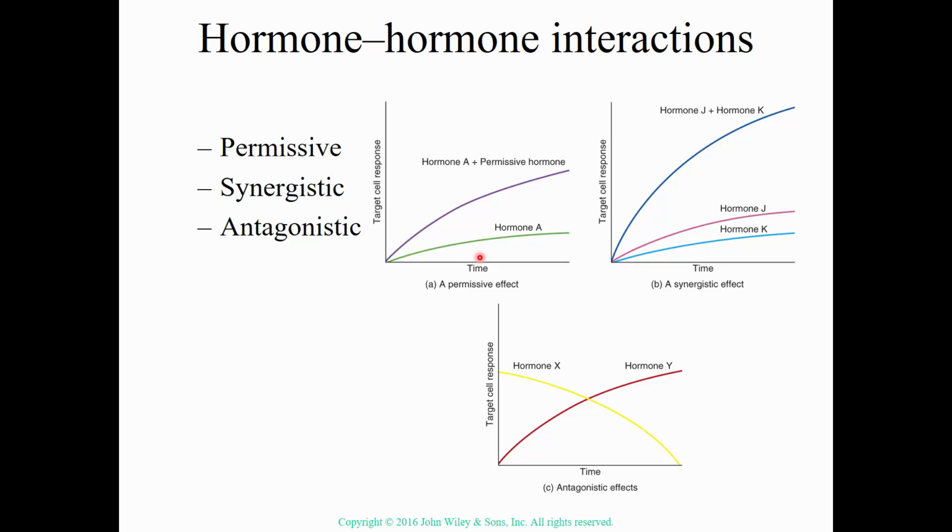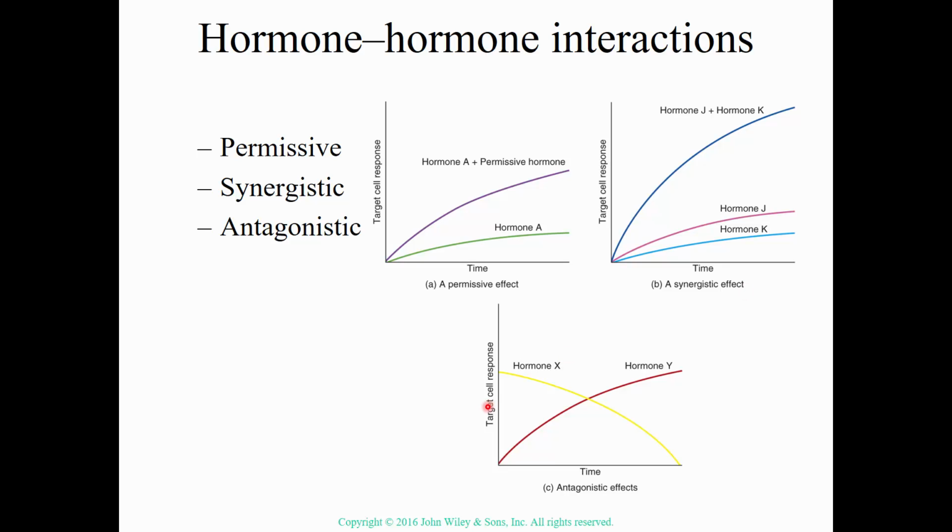Sometimes hormones are synergistic, so hormone J and K work on something. So let's say testosterone and FSH work on sperm production. They do a small job by themselves, but if you put them together, the sum of their action is greater. I'm sorry, them both working together is greater than just the sum of them working alone. That's called a synergistic effect.